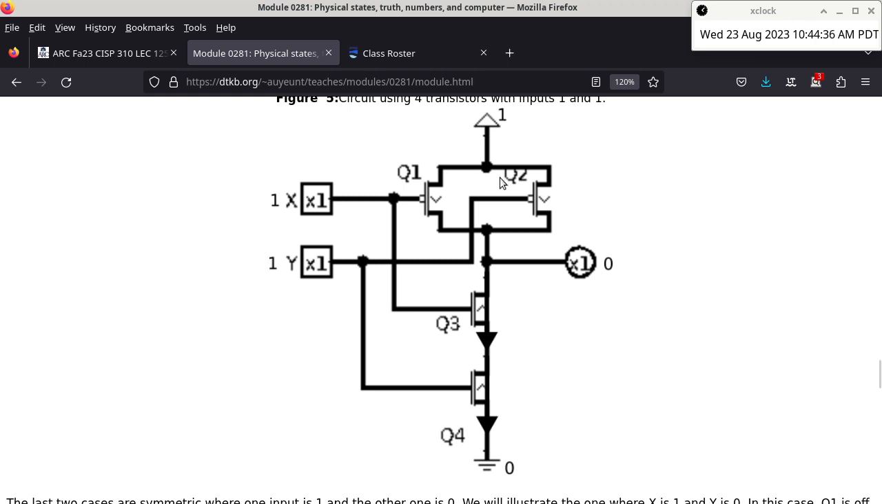But only with this one case, we have Q3 and Q4 being turned on, which means they are completing the circuit. So we do have one path from the output pin all the way down to the source of the zeros, and as a result, the output is a zero instead of a one. So all of this we kind of talked about on Monday already.